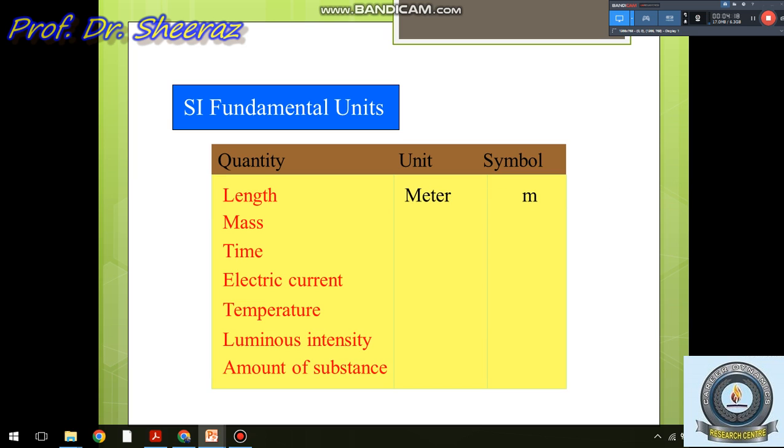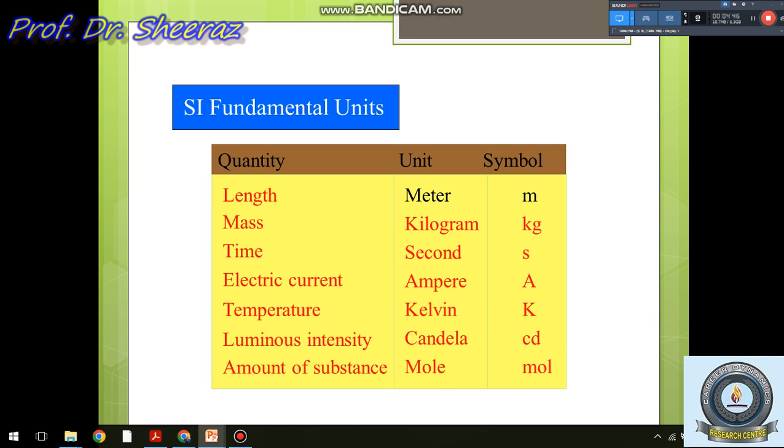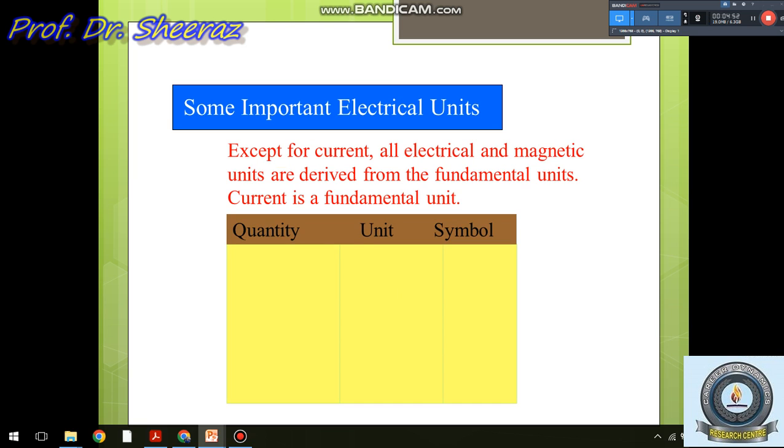Now the length has a unit of meter, and meter is represented by the symbol small m. Mass has the unit of kilogram and the symbol is kg. Time is in seconds, s. Electric current is in ampere, represented by capital A. Temperature is in Kelvin or centigrade, but Kelvin is the System International unit. Luminous intensity is candela, represented by cd. The amount of substance is in mole, represented by mol. Now these were the system components which we normally study in physics.